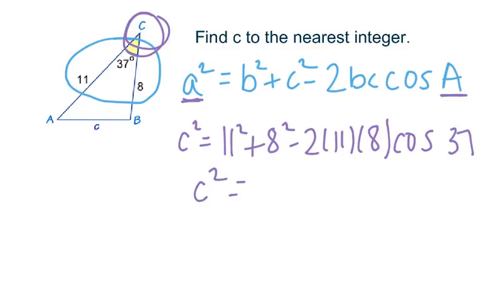This gives me that c squared is approximately 44.4. Again, I'm going to round it here, but I'm keeping the exact answer in my calculator. I'm not quite done because I still need to find c, so I square root both sides. And to the nearest integer, I end up with c being approximately equal to 7.